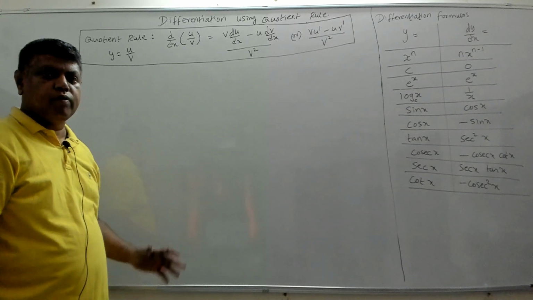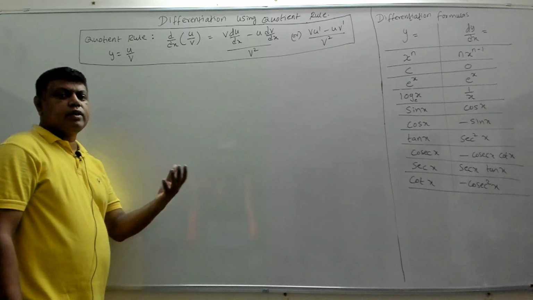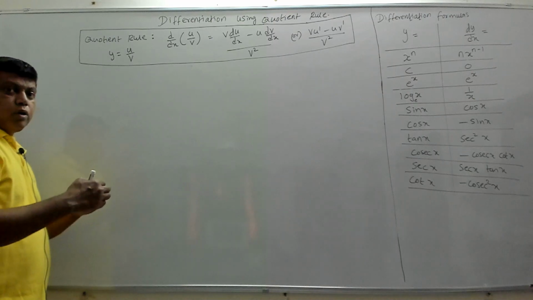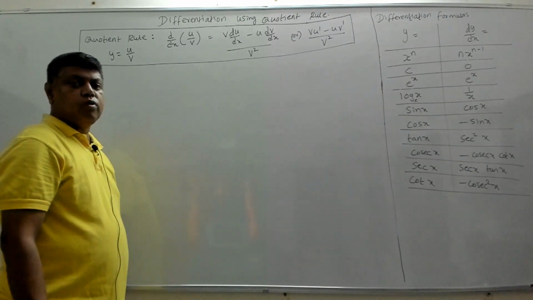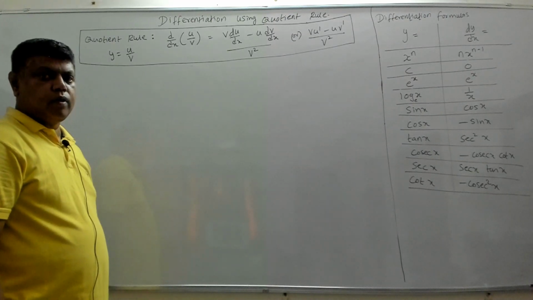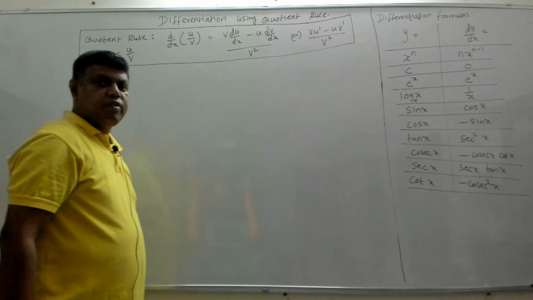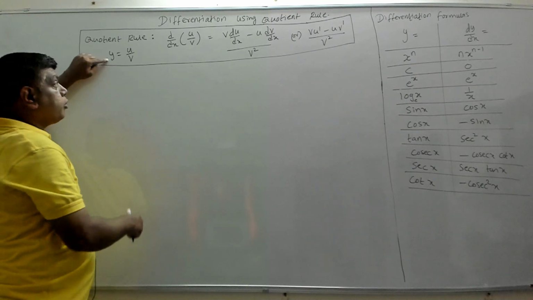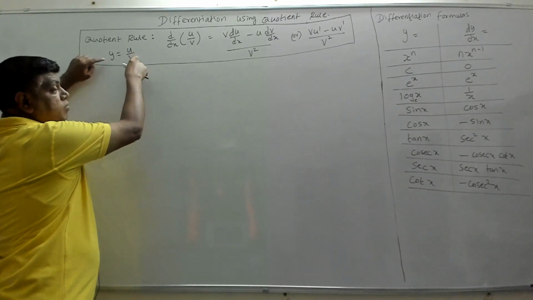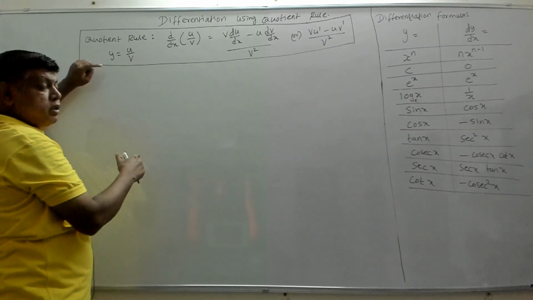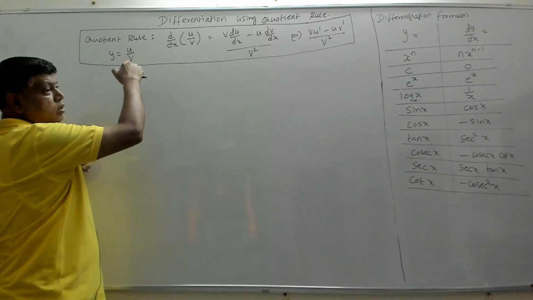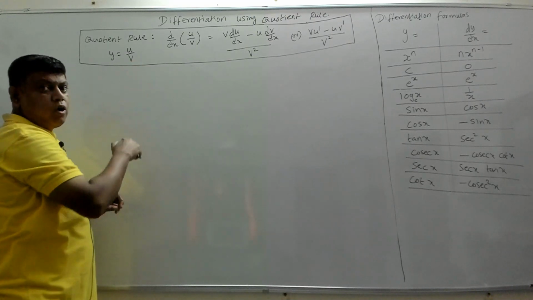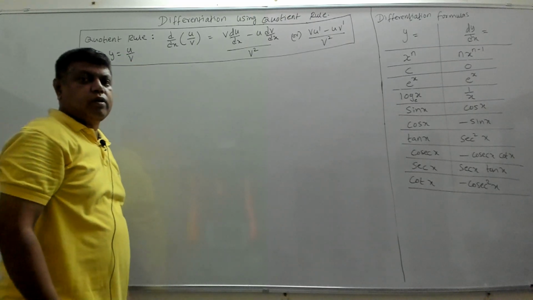In this video, we learn how to differentiate a function using the quotient rule, or rather, when do we go for the quotient rule for differentiating a particular function. We go for the quotient rule if the function is of the form y equals u by v, which means the quotient of two functions: a function u in the numerator and a function v in the denominator. Both u and v are functions of x.